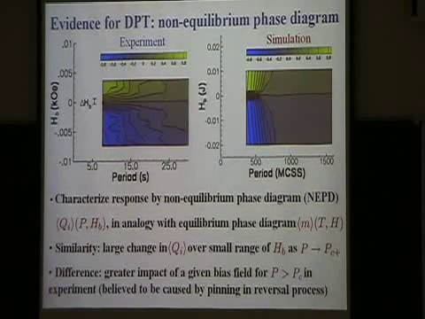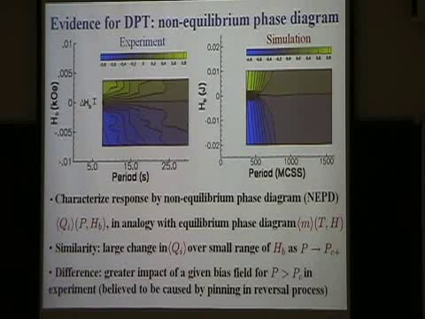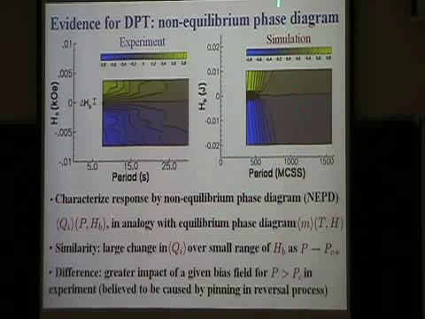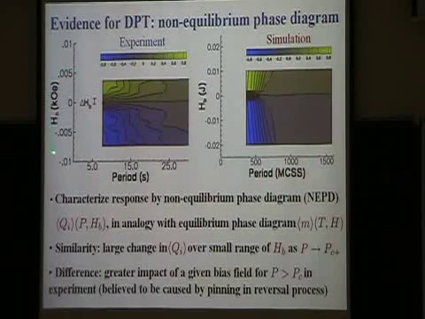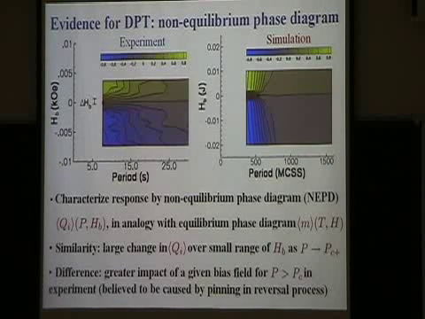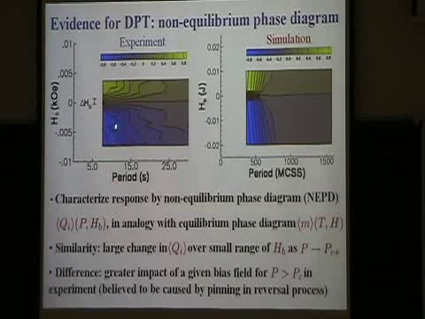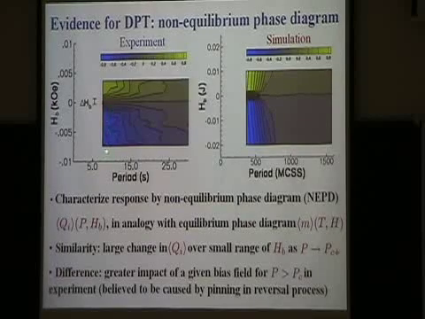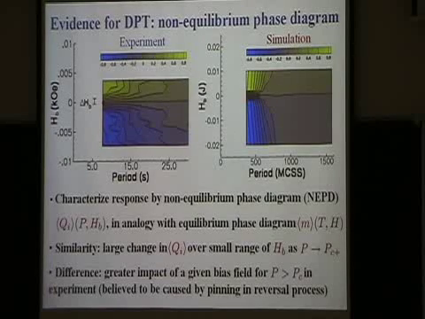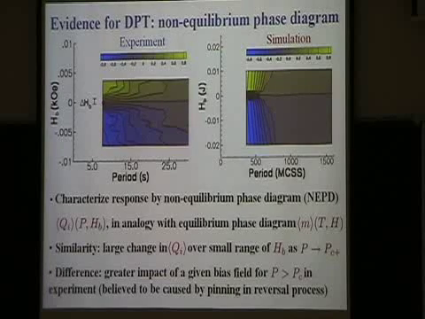So now then, I'll show you assembled data here. On the left I have experiment, on the right I have simulation. Here is my bias field, and this is my error bar for the bias field. And what I see here in the experiment is that as I go towards the critical period at the very edge of the experimental results.